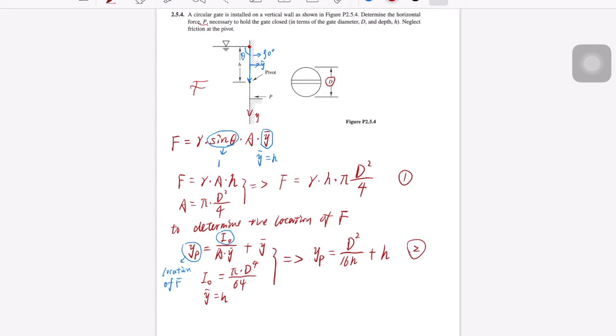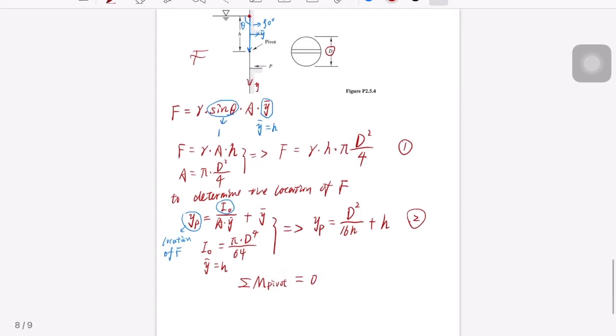Then, because we should hold the gate closed, that means the moment at the pivot should be 0. So the moment at the pivot should be 0. So we also can write this as p times d divided by 2 minus f times yp minus h equal 0.